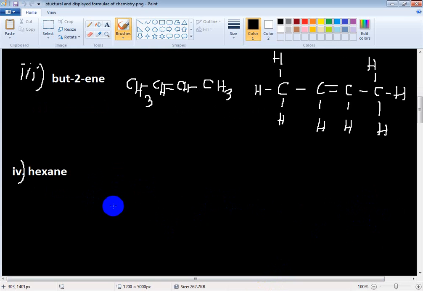Now this is hexane, 6 carbons in a chain. This is an alkane. Single bond, carbon.